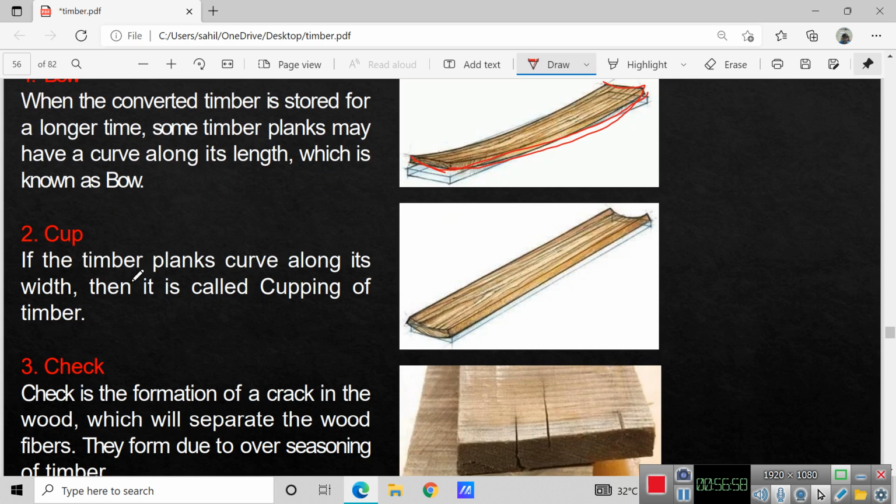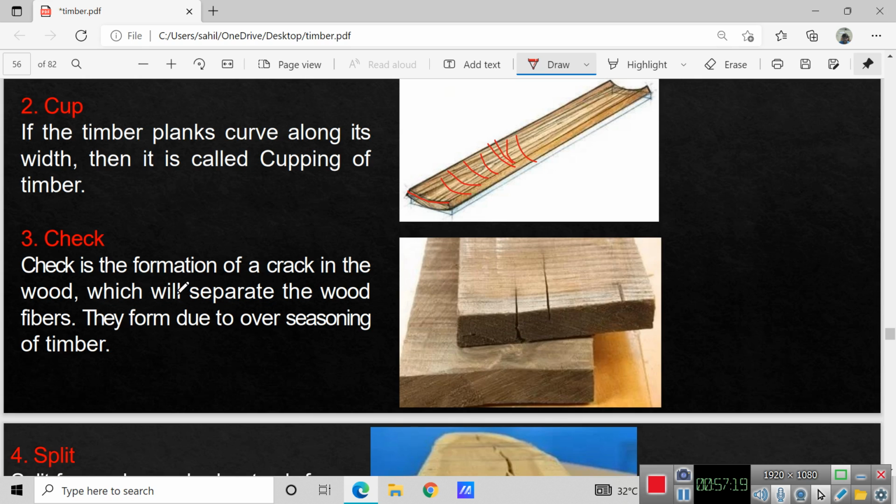Now, cup. If the timber planks curve along its width, then it is called cupping of timber. Here you can see it forms like a cup on its upper face. It is basically like the bottom of a cup, so this is known as cup defect.